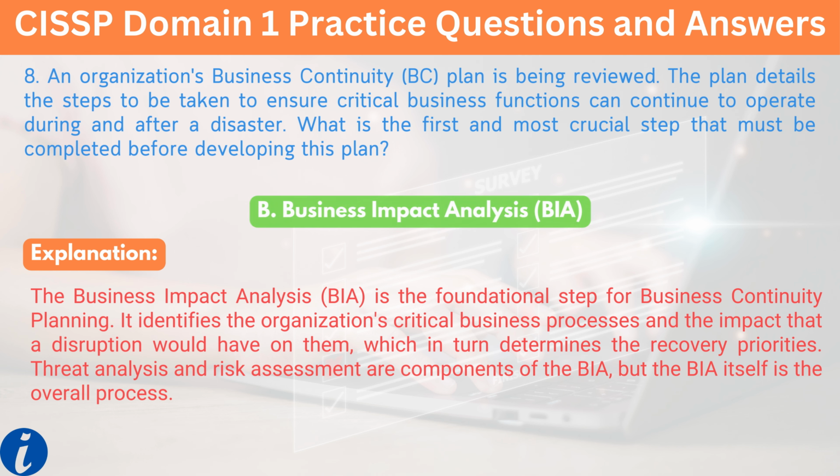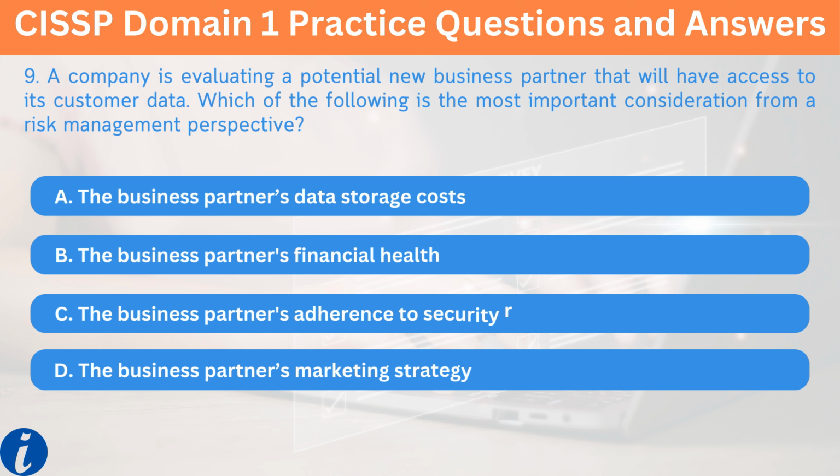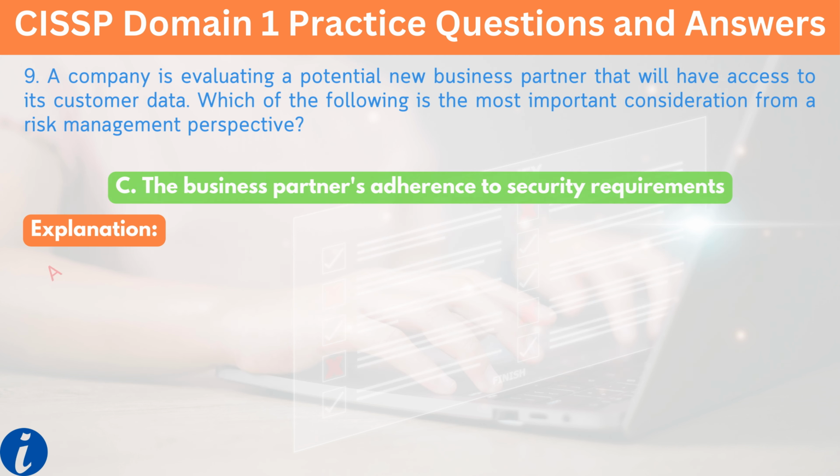9. A company is evaluating a potential new business partner that will have access to its customer data. Which of the following is the most important consideration from a risk management perspective? A. The business partner's data storage costs. B. The business partner's financial health. C. The business partner's adherence to security requirements. D. The business partner's marketing strategy. The correct answer is C.